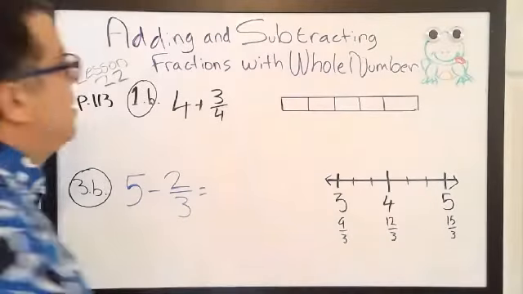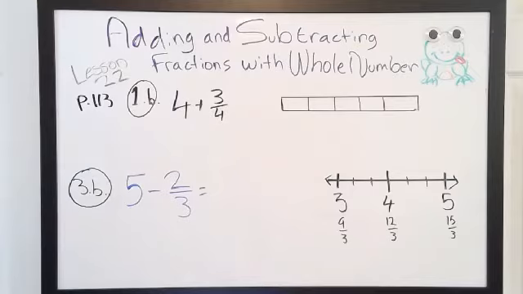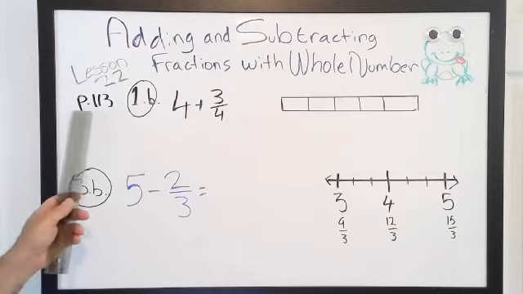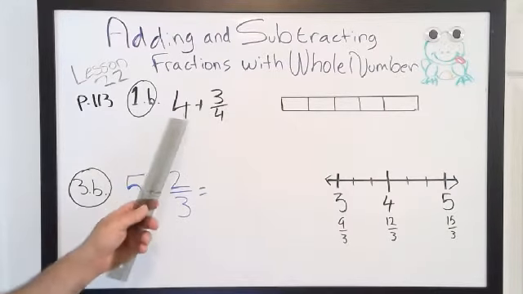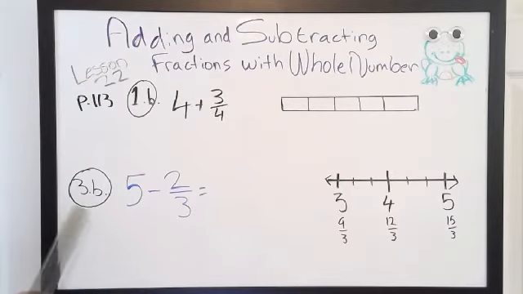Okay, so here it is. Adding and subtracting fractions with a whole number. So here on page 113, 1B, we have 4 whole numbers, and we want to add 3/4 more. And then down there at 3B on the same page, we are trying to subtract 2/3 away from 5 whole numbers.